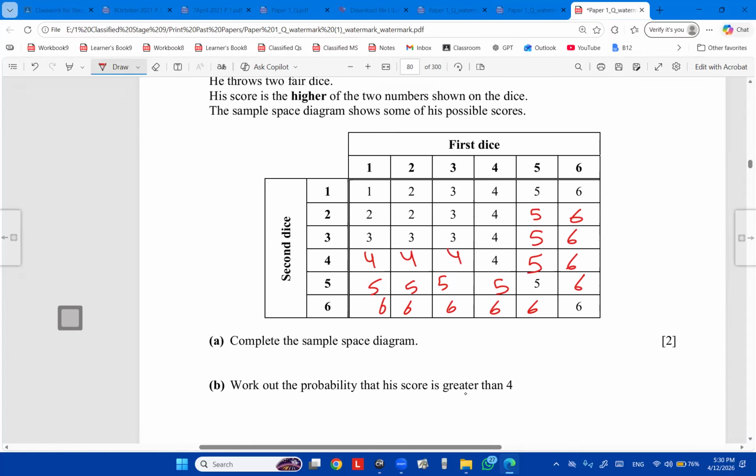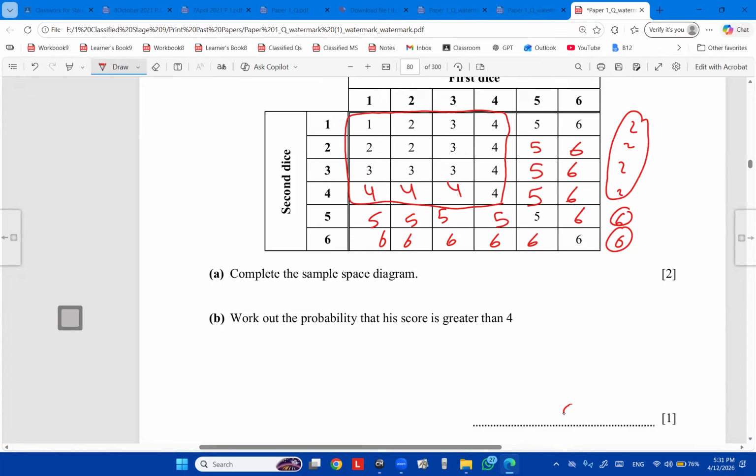Work out the probability that his score is greater than 4. Greater than 4, then we need to exclude all of this. They said greater than 4. So if you count them, you're going to find I have here six numbers. I have this row also six numbers, so 12. And you go over here, two more, two more, two more, two more, which add up to eight numbers. So 8 and 12 is 20 numbers exactly.